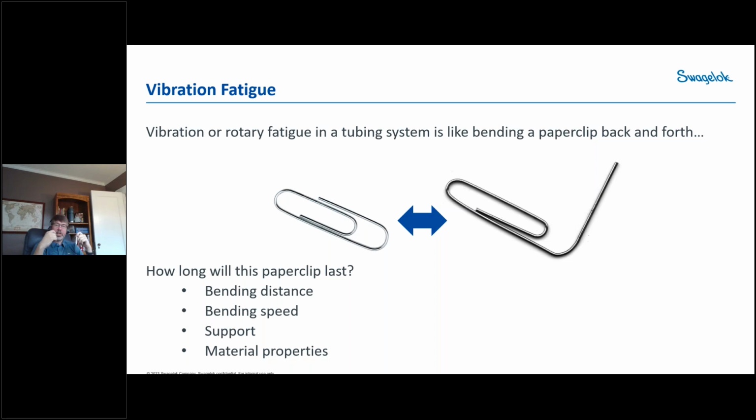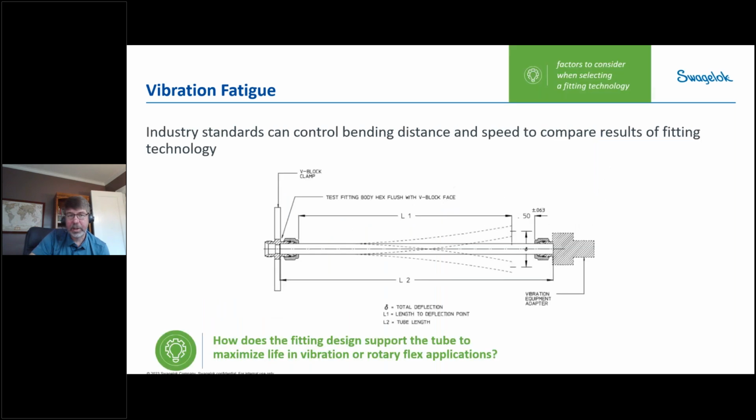But then there's some things within that motion that I can control with fitting technology, and that's how well that is supported. If I support that with my fingers much better as I bend it back and forth, the paperclip will last longer, even though I'm bending it the same amount. And that's where we come into fitting technology and fitting designs: how well is that supported within the fitting. And then of course, material properties, which many times is driven by what's needed for the particular application, is going to depend on how well the fitting lasts in vibration.